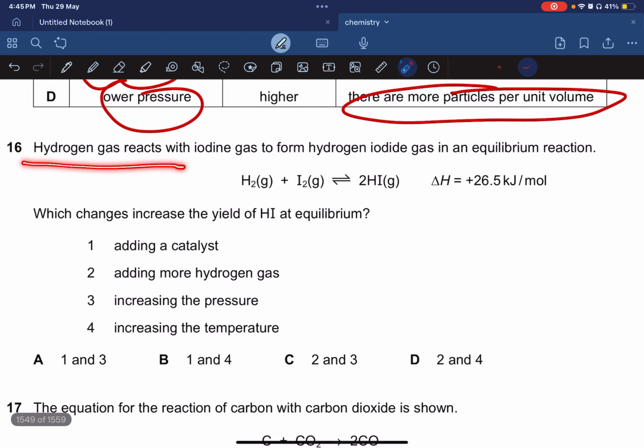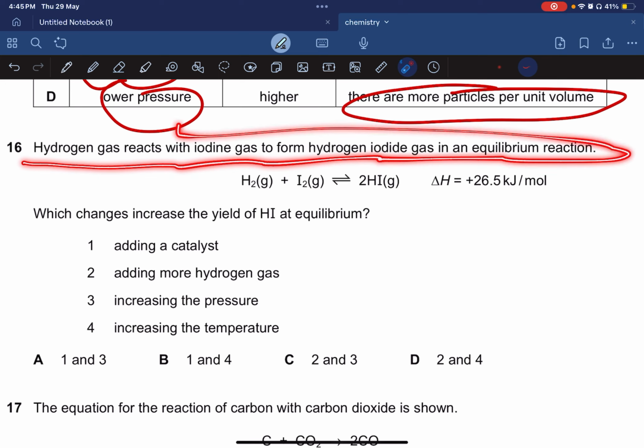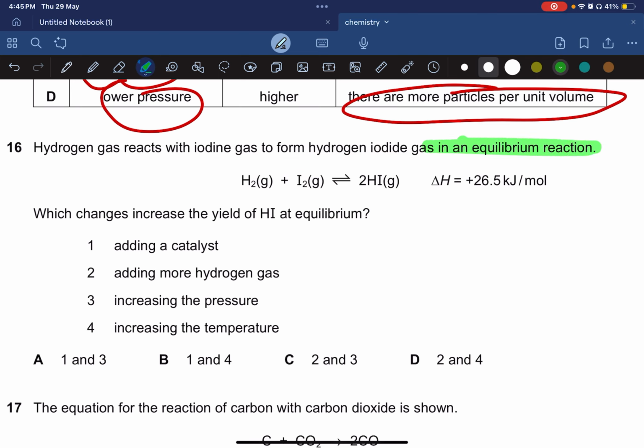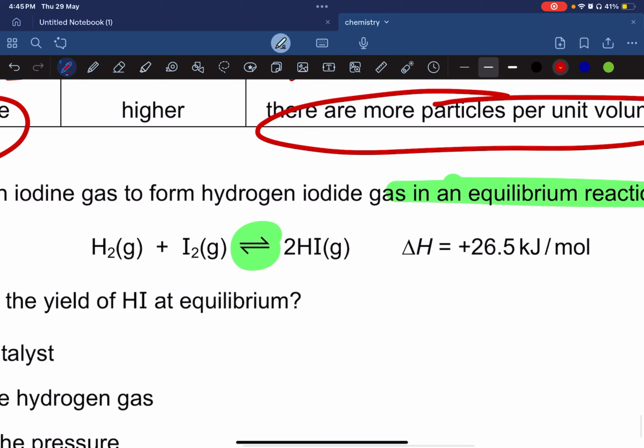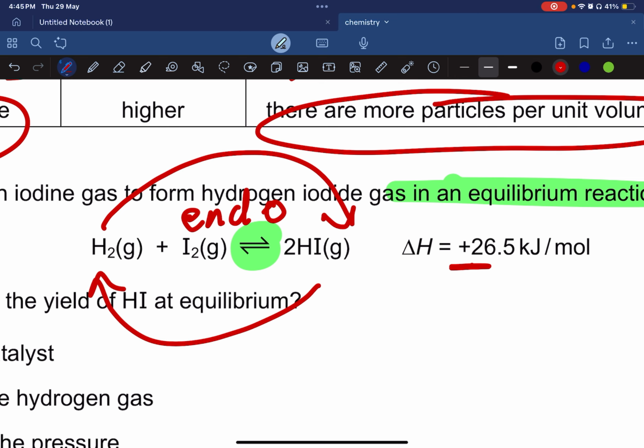Hydrogen gas reacts with iodine gas to form hydrogen iodide gas in an equilibrium reaction. Okay, now we are dealing with an equilibrium, so we know it's a reversible reaction. We know that if we increase temperature, equilibrium is going to move in the forward direction because it's endothermic. What changes increase the yield of HI at equilibrium? Before looking at the yield, I'd like you to know that the forward reaction, because it's positive, is going to be endothermic, and the backward reaction is going to be exothermic.